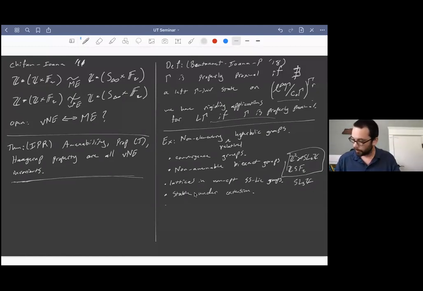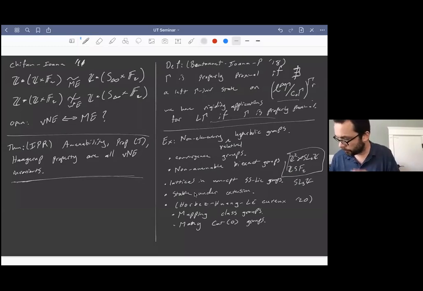And then one other result I'll mention, this is a recent result due to Horbez, Huang, and Lacroix, just from maybe a month or two ago, that many mapping class groups and many CAT(0) groups are also properly proximal in this sense. So there are a large number of groups which satisfy this.